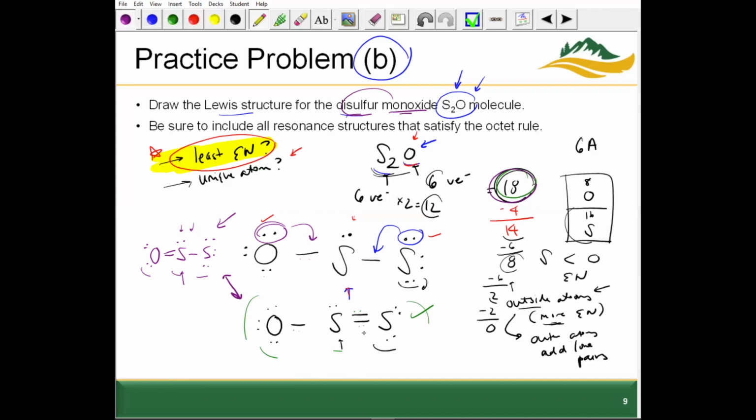And so again, really looking for a double bond, moving the lone pair to form a double bond, making sure we use up all the valence electrons, no more and no less, and checking that each of our atoms has a happy octet.